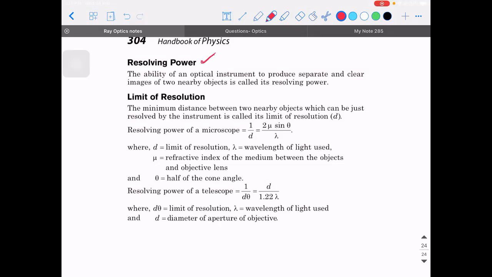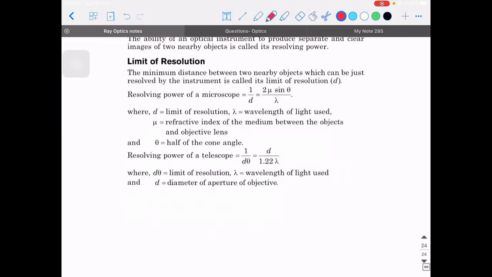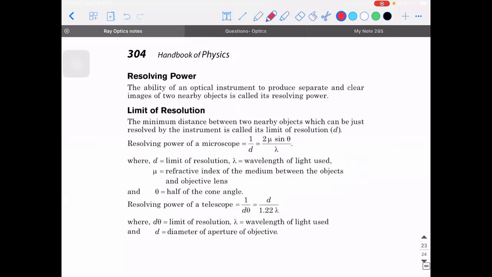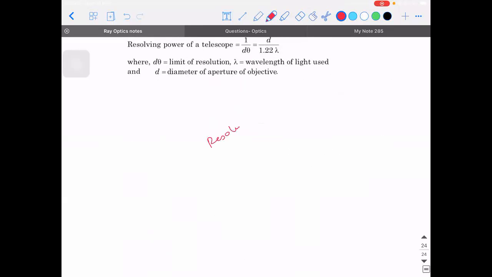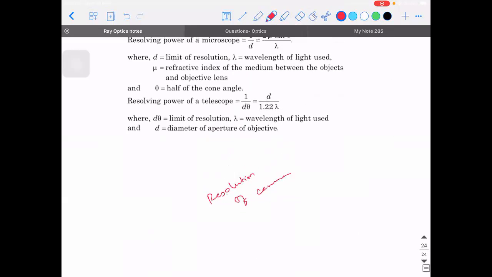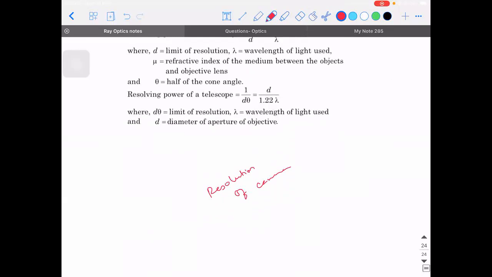Resolving power of an optical instrument. So you go to a shop, okay? Let's say you want to buy a phone. If somebody asks you, what is the resolution of your camera, how do you answer? Number of pixels it can accommodate. You speak in terms of megapixels. Megapixel is the language that we all understand, even those who are not physics students.